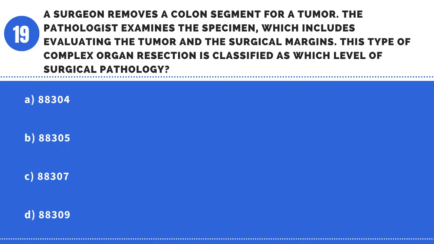Question 19. A surgeon removes a colon segment for a tumor. The pathologist examines the specimen, which includes evaluating the tumor and the surgical margins. This type of complex organ resection is classified as which level of surgical pathology? A. 88304. B. 88305. C. 88307. D. 88309.